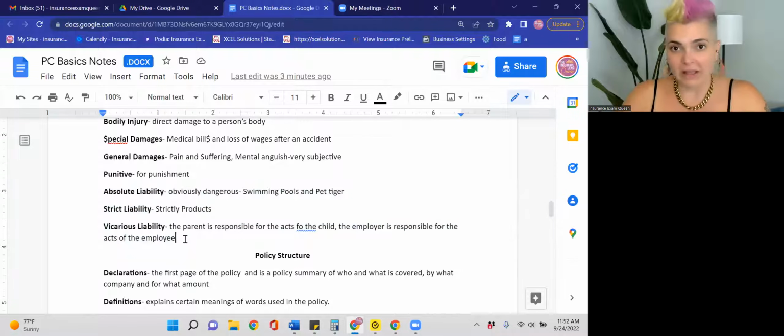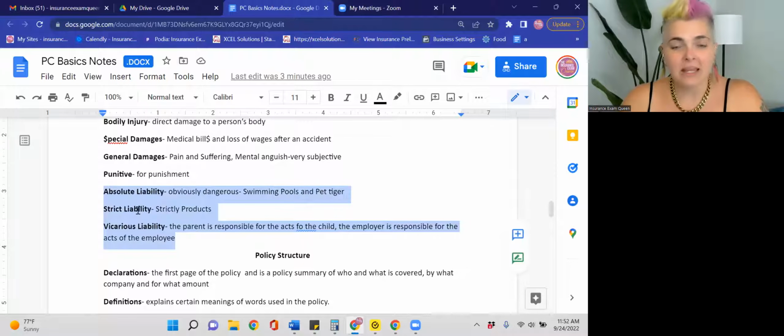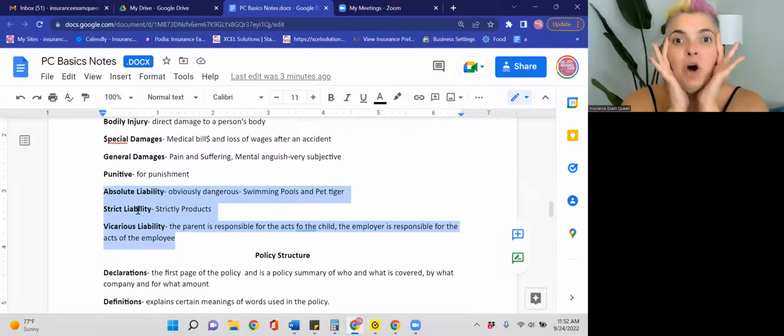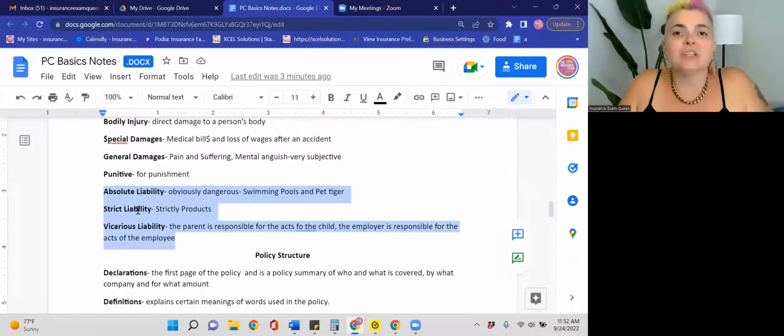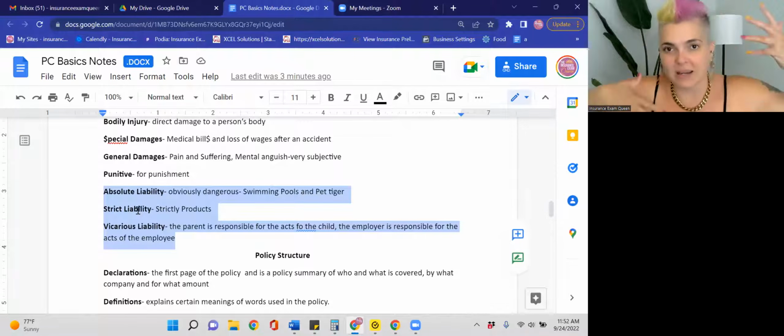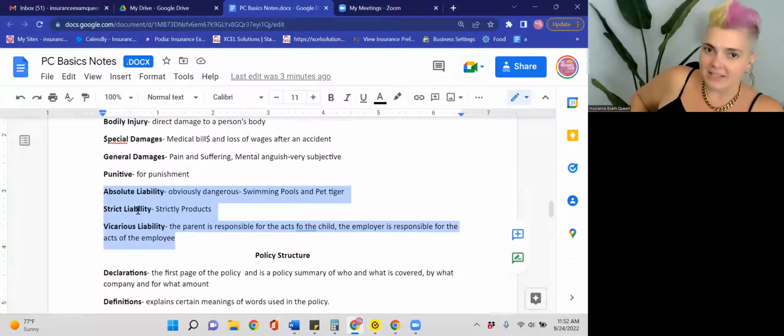On homeowners, you just call it liability, but you need to know a few different types of liability. These will only show up as definitions. You don't need to know whether homeowners is absolute or strict. As an insurance agent, you just need to understand some different types of liability. They will only ask you these as a definition question.